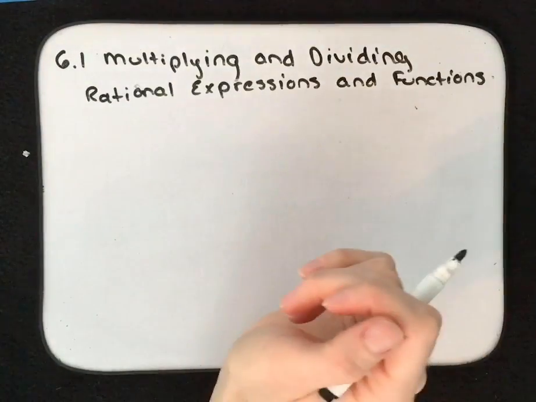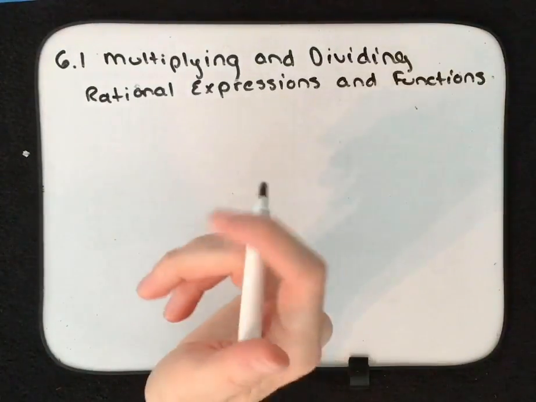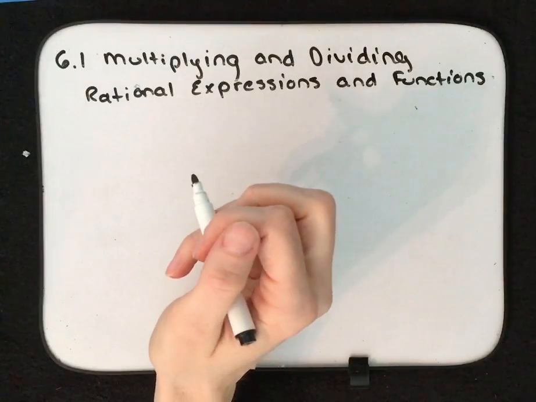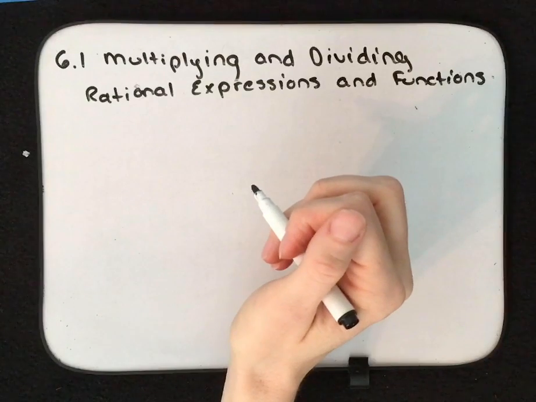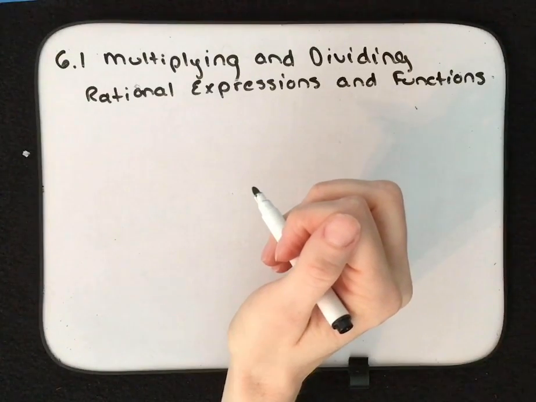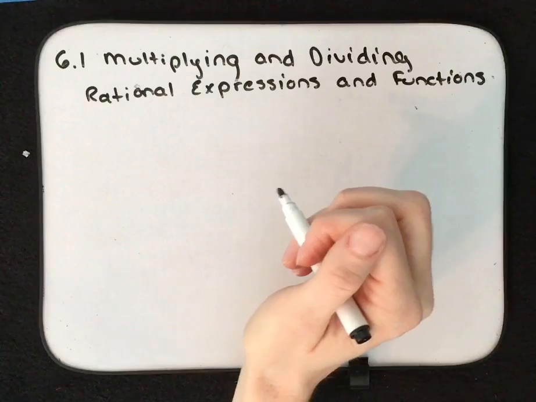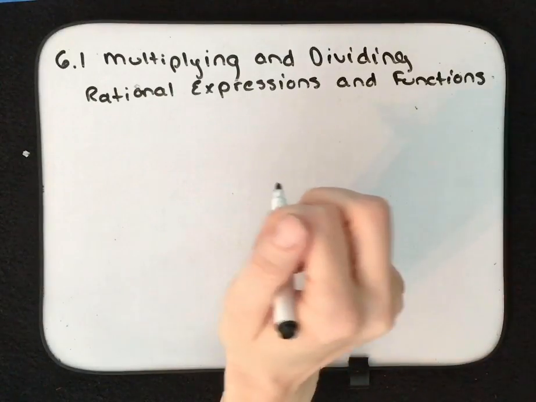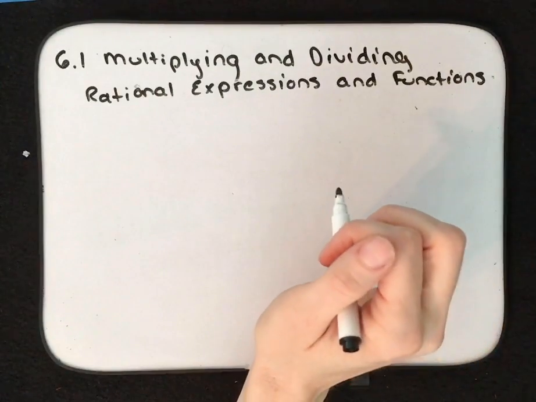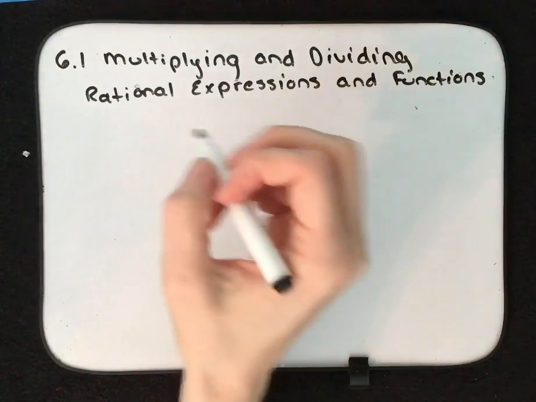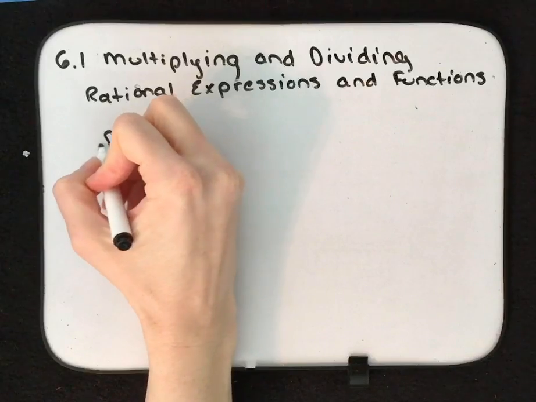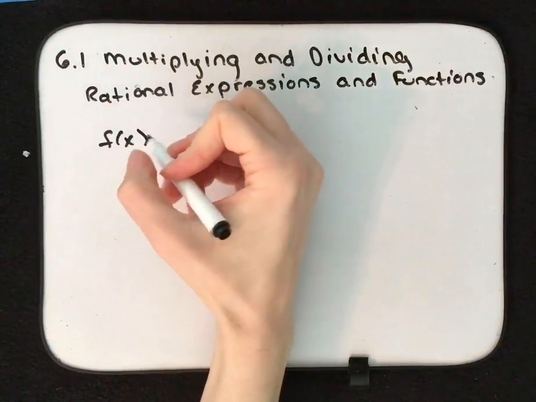Multiplying and dividing rational expressions and functions. So a rational expression is something that is written in the form of a fraction. It is an expression if there is no equal sign, and it is a function if there is an equal sign. So for example, when we look at any rational expression or function, we need to consider the domain.